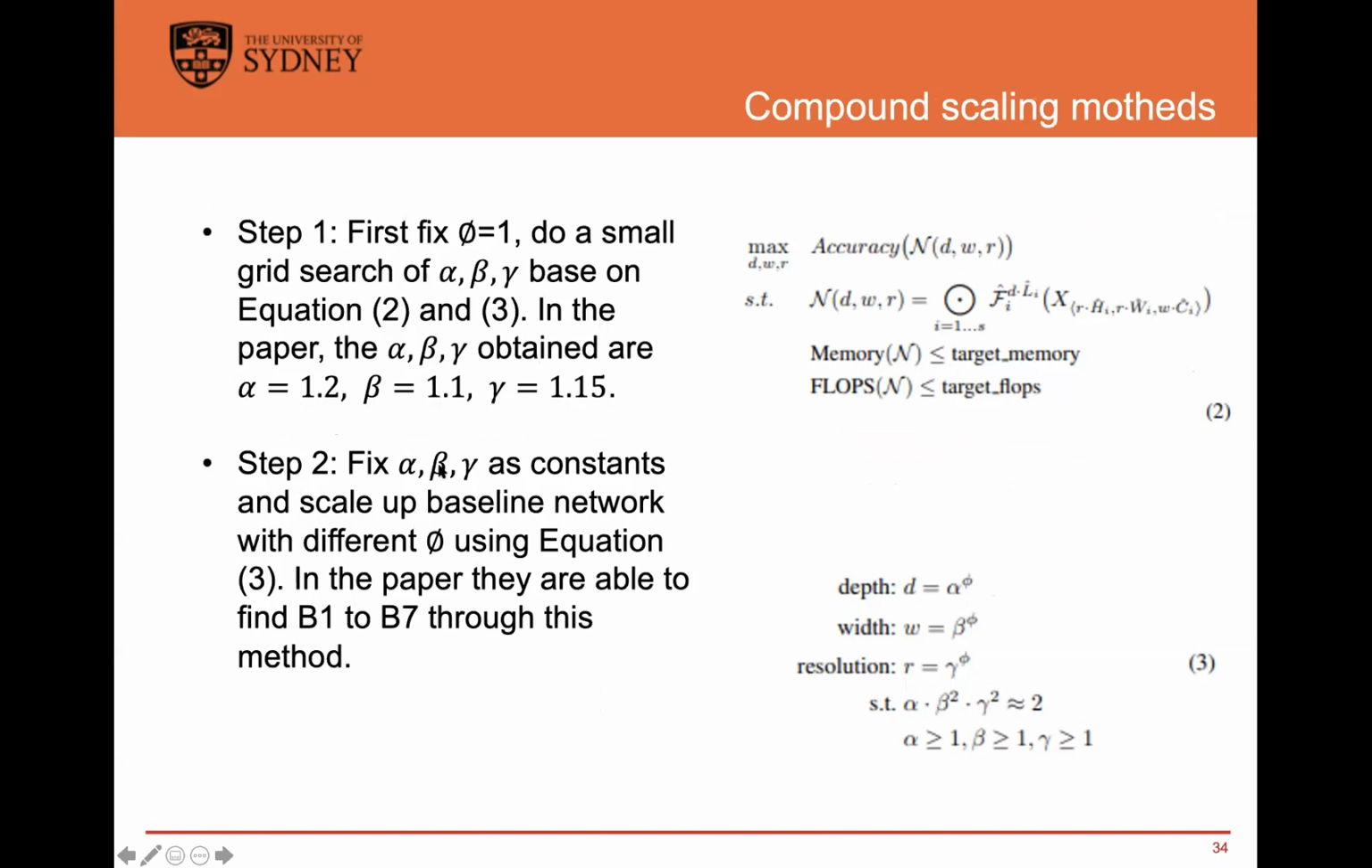And then on step 2, because you've already obtained this from step 1, you keep them as constant, and now you try to scale your power. So you scale that using basically this constraint, and then in the paper they are able to find the B1 model to B7 through scaling. So B1 to B7 have the same base, so same gamma, same beta, and same alpha, but they have different scaling factors at the top.